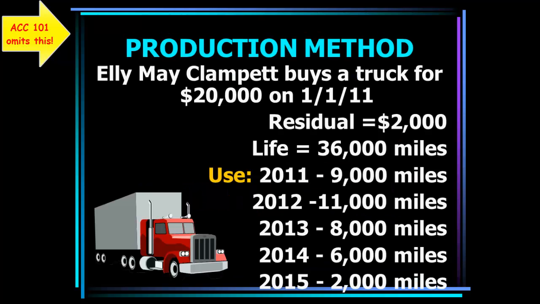We'll go buy a truck. Ellie Mae's going to buy it this time. $20,000. Again on January 1st, residual still $2,000, but now my life, I think this truck is going to go 36,000 miles. I know that's not much, but anyway, humor me. And then I tell you how many miles we actually drove at 9 and 11 and 8 and 6 and 2. What we first need to do is to calculate how much my depreciation is going to be per mile.